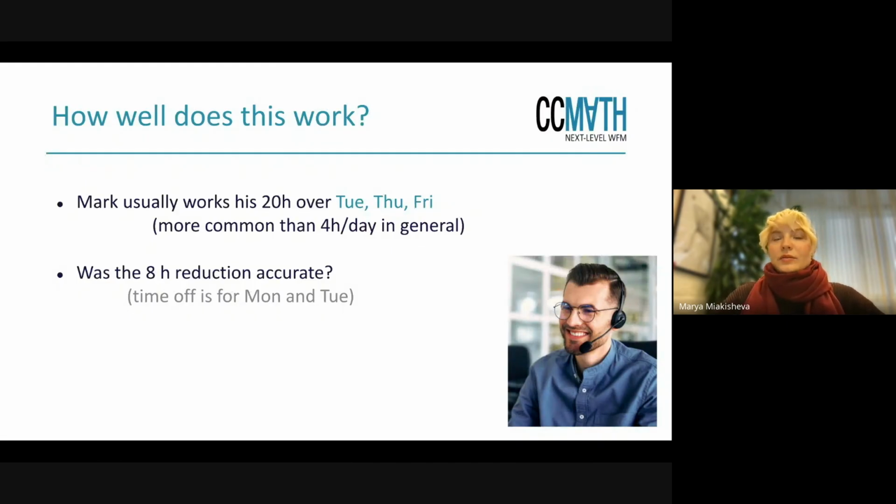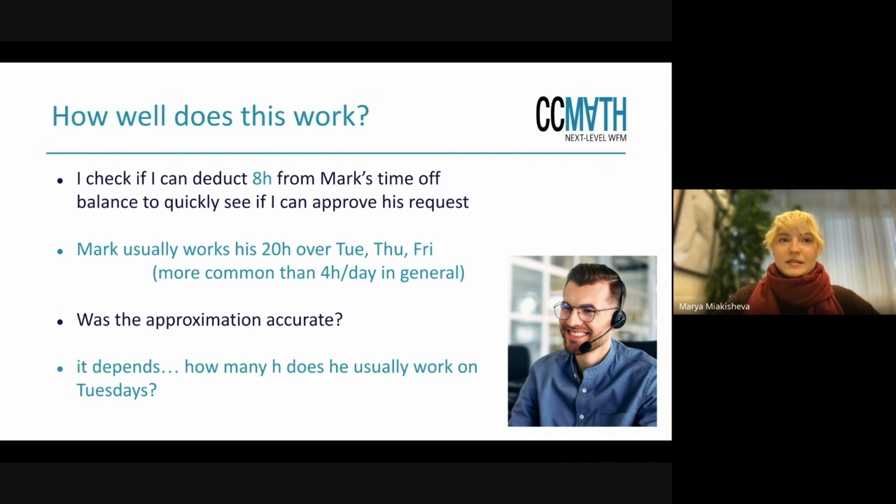I know now that Mark usually works his 20 hours over Tuesday, Thursday, and Friday. This is extra information that I have as a planner. And of course, this is more common than working 4 hours every day in general. So was this reduction accurate for Monday and Tuesday? Not so much, probably, but it really depends.